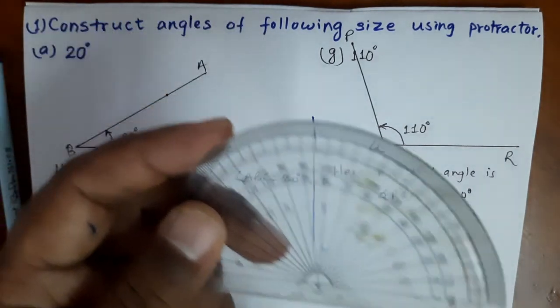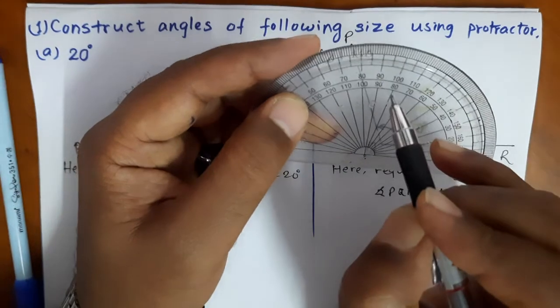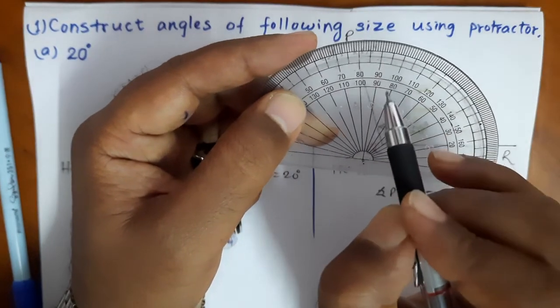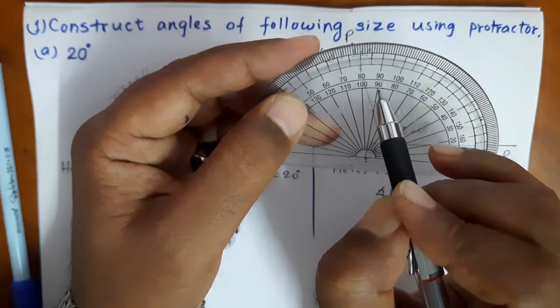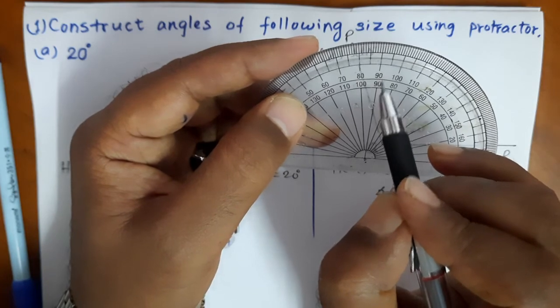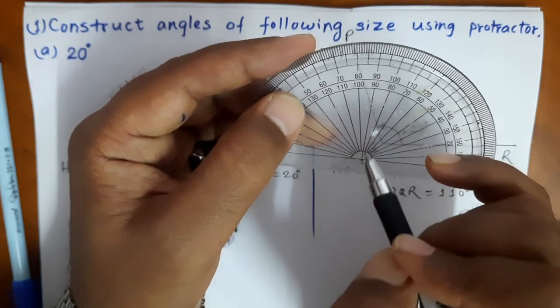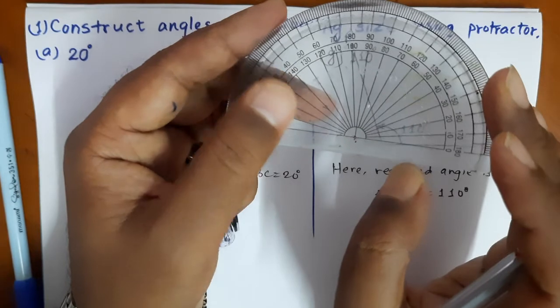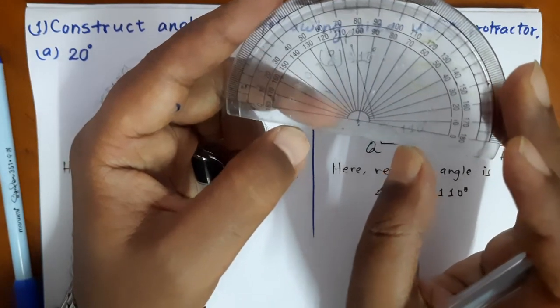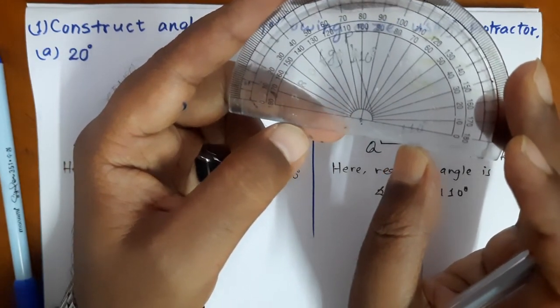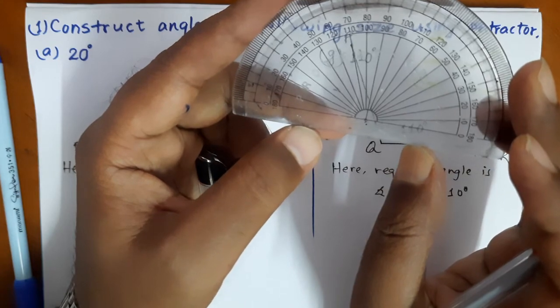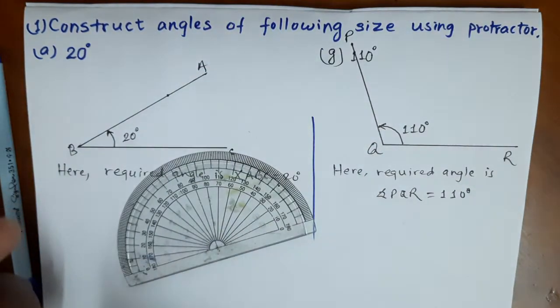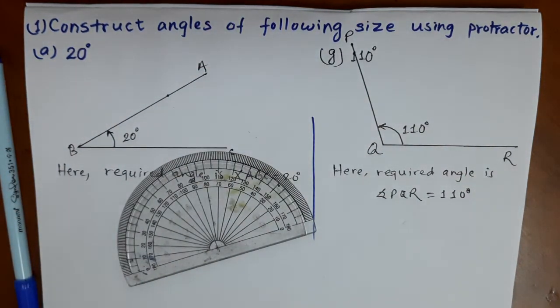If you need to draw 90 degrees, then the 90 degree reading is here. For 90 degrees, the two readings are the same. Here also 90, here is also 90 degrees. So it is quite easy to draw 90 degrees also. I hope that you do not find constructing angles difficult. You can easily construct the angle of any measure.